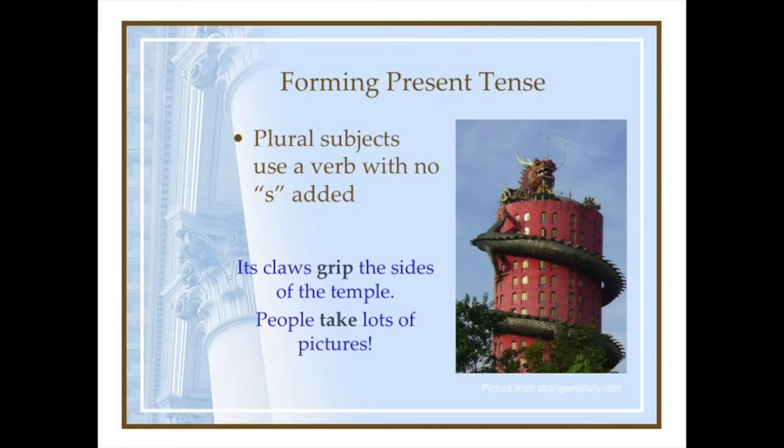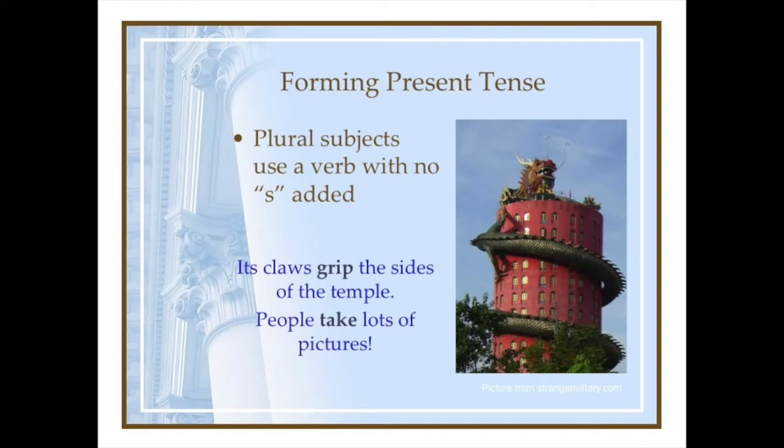But what if the subject is plural? Well, for plural subjects, you use a verb with no s added. I know this seems a little bit backwards because we're used to using plural with s, but for verbs you do the opposite of what you would do for a noun. So let's look at these examples of the verbs that match or agree with plural subjects.